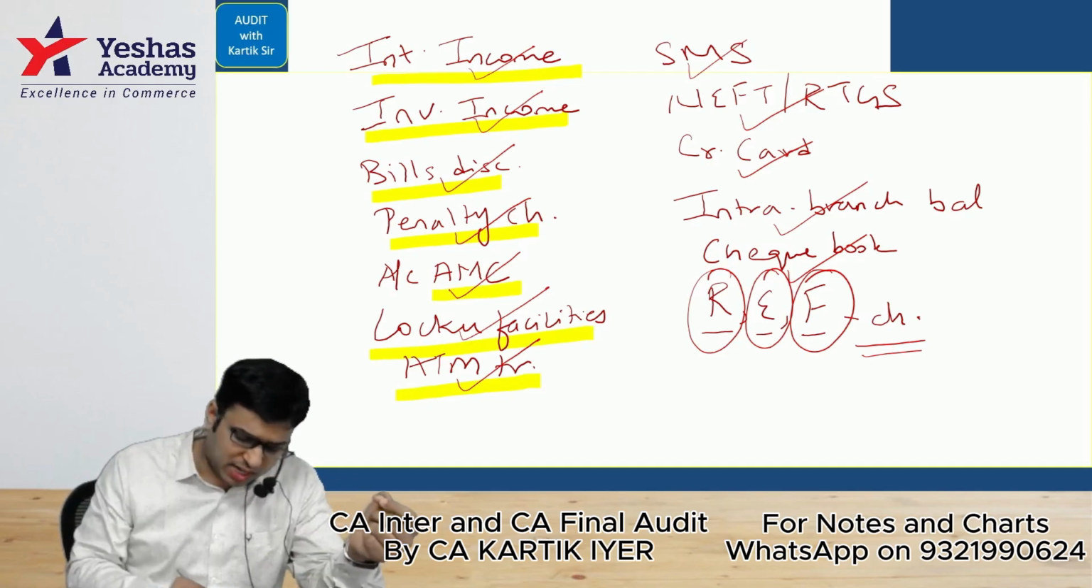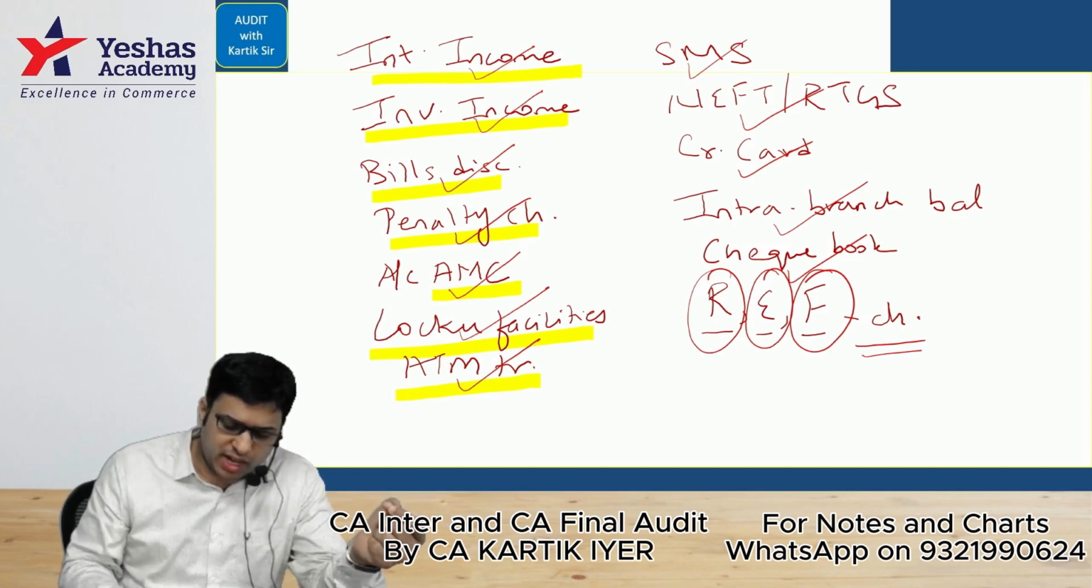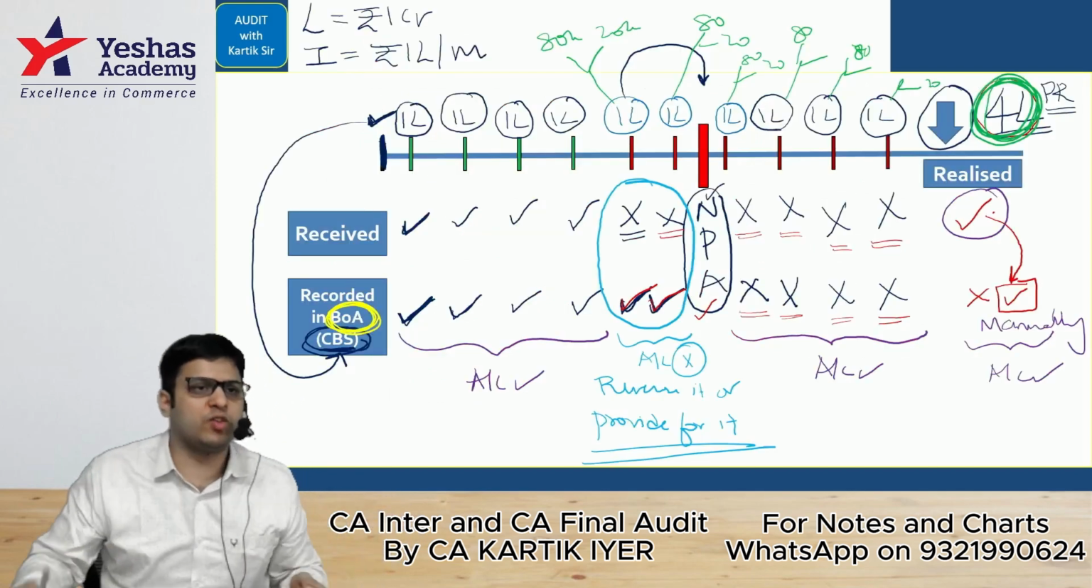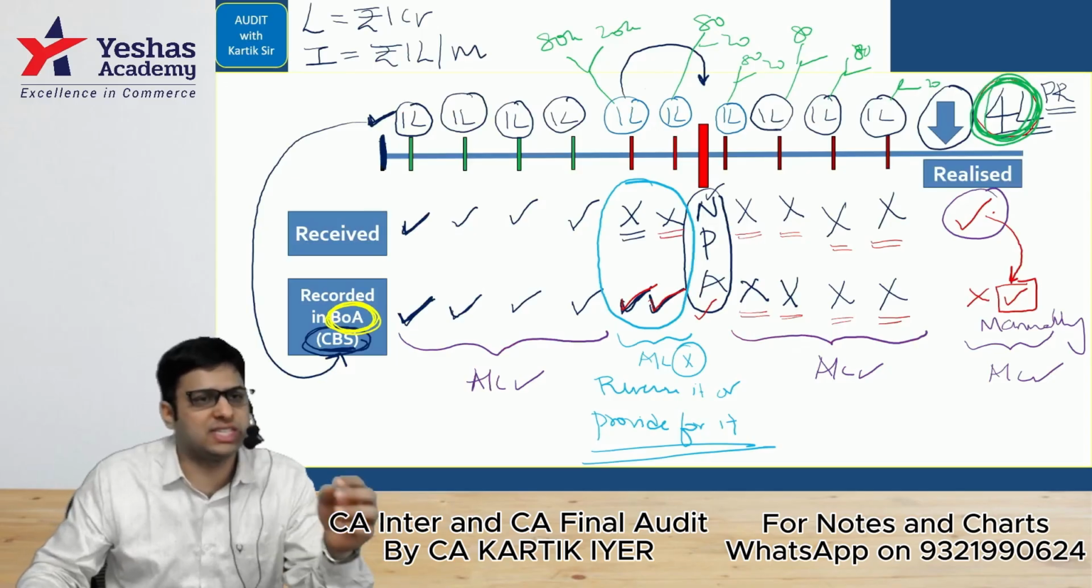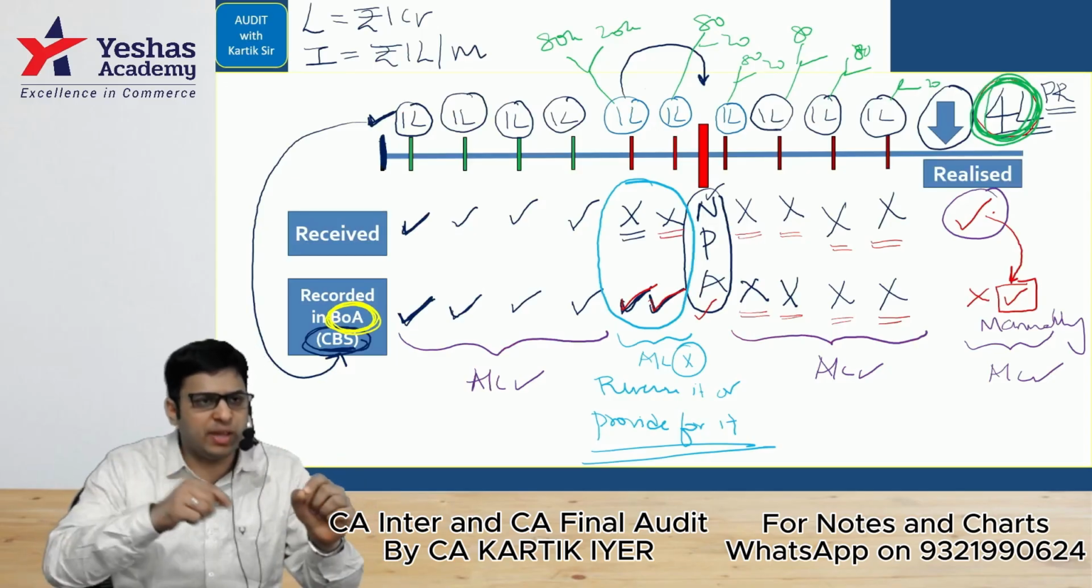Let's do one by one. Let's start with this procedure. We had done 6 concepts in this. In the main answer, order revenue items, concept 1, 2, 3, 4, 5, 6. Concept 1 was before NPA, after NPA.